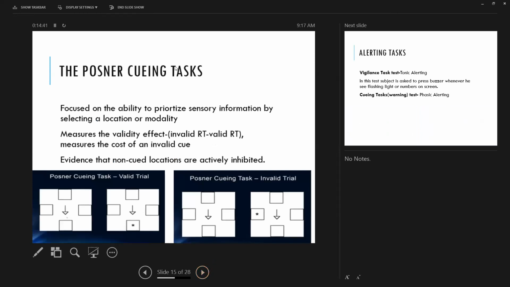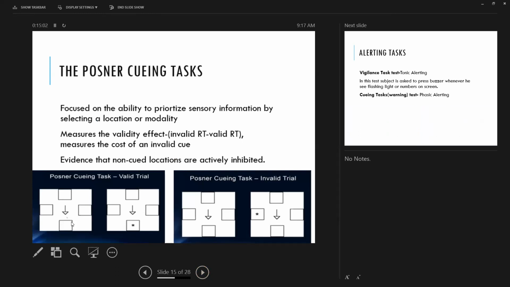Another one is Posner's cueing task. It focuses on the ability to prioritize sensory information by selecting a location or modality. It measures the validity effect, that's invalid reaction time or valid reaction time, measures the cost of an invalid cue, and gives evidence that non-cued locations are actively inhibited. These are diagrams for the Posner cueing task.